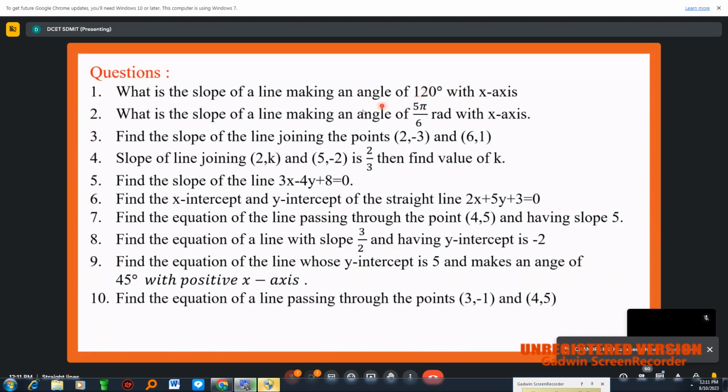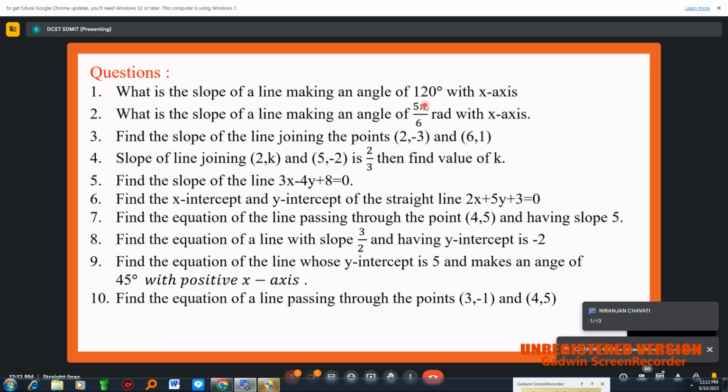If you completed the first one, then solve the second one. Find the slope of a line making an angle of 5 pi by 6 radian with the x-axis. First, you need to convert the radian into degree, which gives 150 degree. How much is tan 150? Minus 1 by root 3.